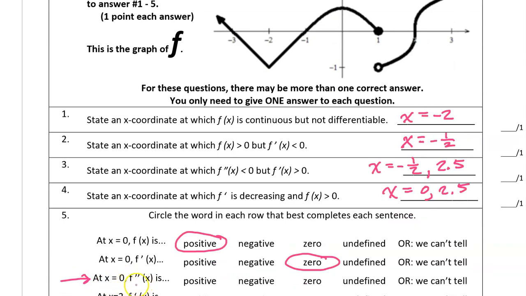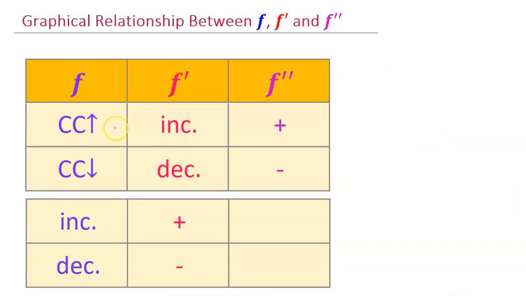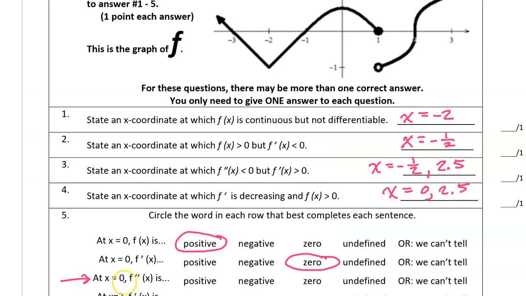All right, we are on this one now. At x equals 0, f double prime is what? Well, we don't have an f double prime graph. We have an f graph. So we need to focus on that and make connections. If function f is concave up, then f double prime will be positive. If f is concave down, then f double prime will be negative. So let's check the concavity at x equals 0. So here's x equals 0, and this is concave down. Therefore, f double prime will be negative.